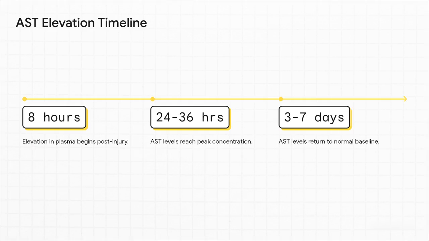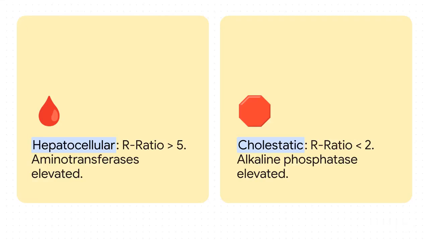Now, to be incredibly accurate with your diagnostics, you really need to understand the strict kinetic timeline of these enzymes. Following an acute cellular injury event, AST levels in the plasma will begin to elevate precisely around the 8-hour mark. From there, they'll continue to climb, reaching their absolute peak concentration somewhere between 24 and 36 hours post-injury. Now, if that insult is singular and it fully resolves, those AST levels will drop back down to a normal baseline within about 3 to 7 days. Mapping out this strict timeline is absolutely crucial because it allows you to pinpoint the precise onset of acute hepatocellular necrosis with remarkable accuracy.